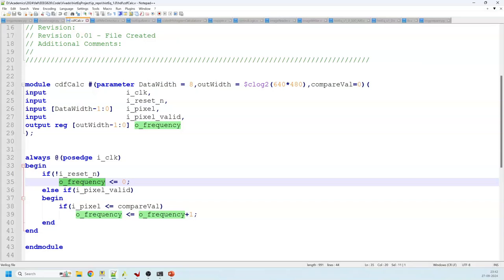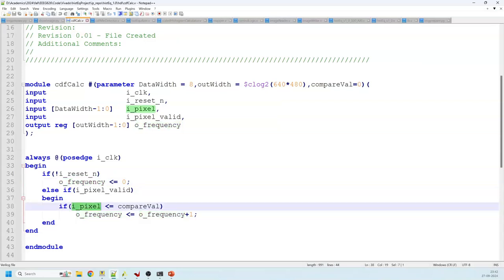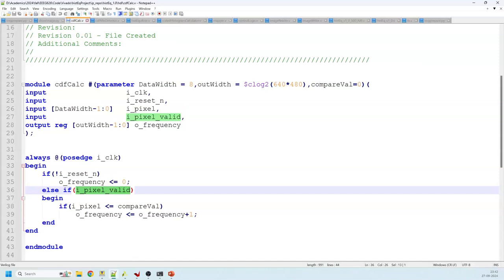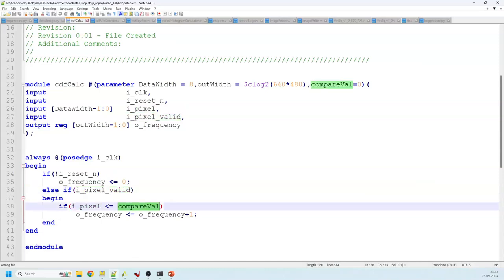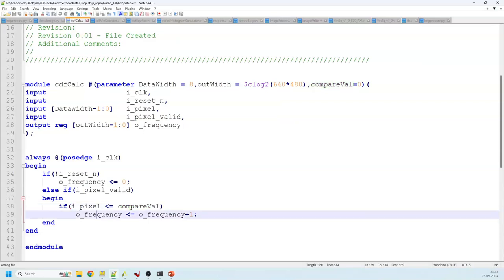Anyway, whenever reset is received, we reset the cumulative histogram to 0, and whenever we get a pixel value is high, and if the pixel value is less than this particular level, we increment the cumulative histogram. So that's the basic idea. Later we'll be instantiating this particular module 256 times to calculate the cumulative histogram of 256 levels.